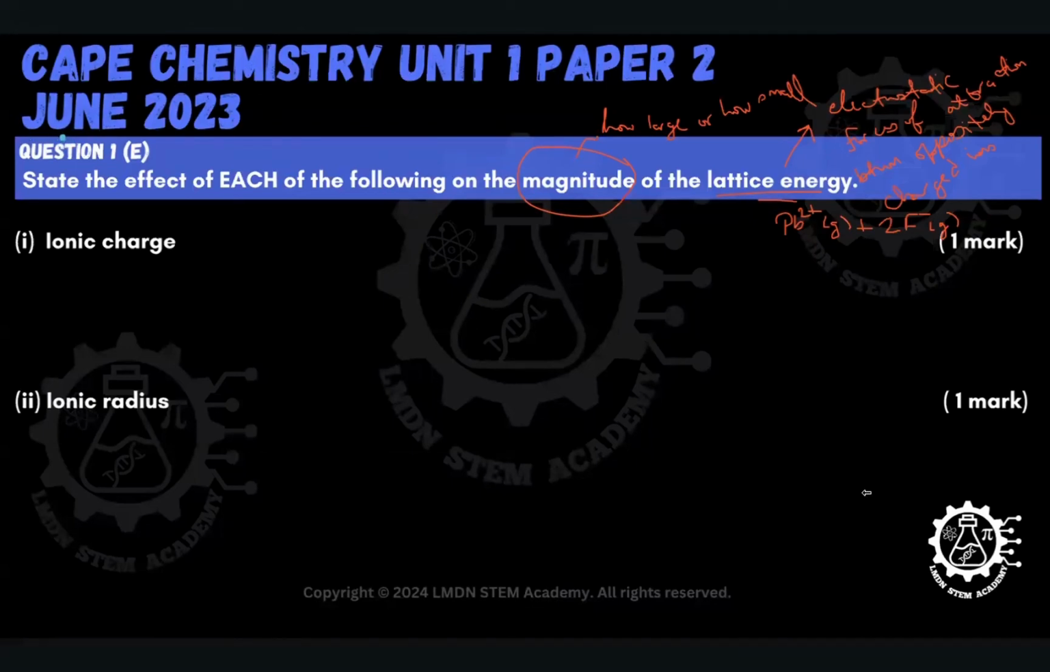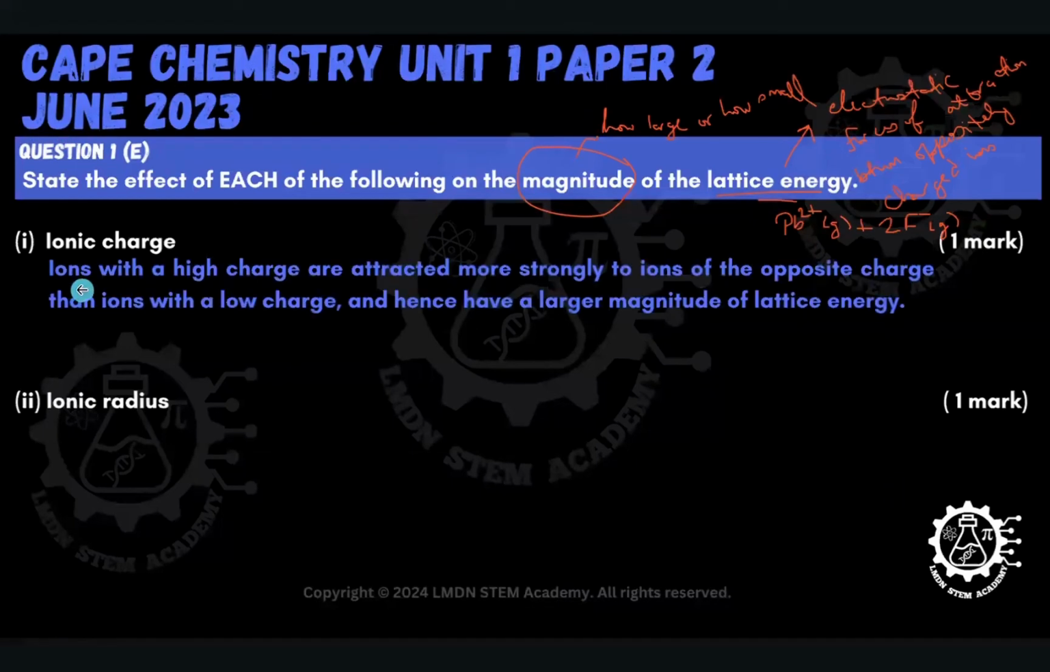And so we can say that concisely here as saying that ions with a high charge are attracted more strongly to ions of the opposite charge than ions with a low charge. And so they'll have a larger magnitude of lattice energy. Okay? High charge, lattice energy higher, right? So then finally, we talk about ionic radius. That's just the size of the ion. So how big or how small is the ion, and how does this affect lattice energy?